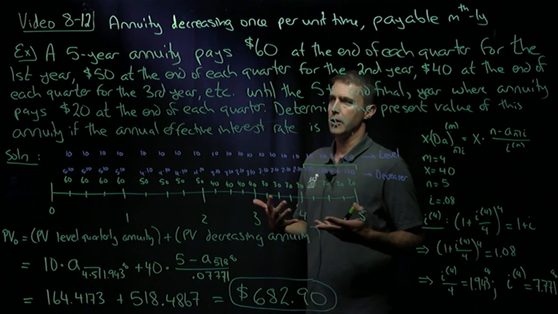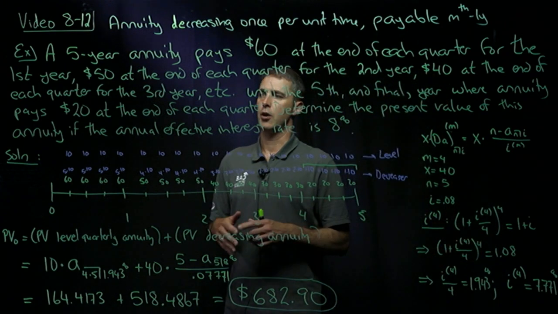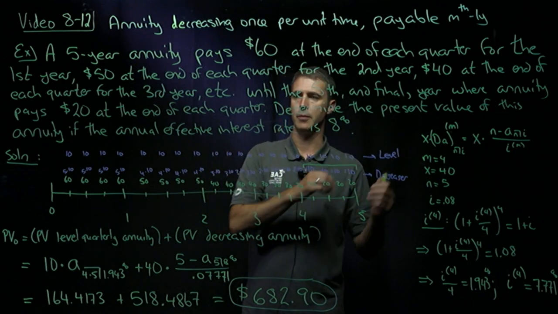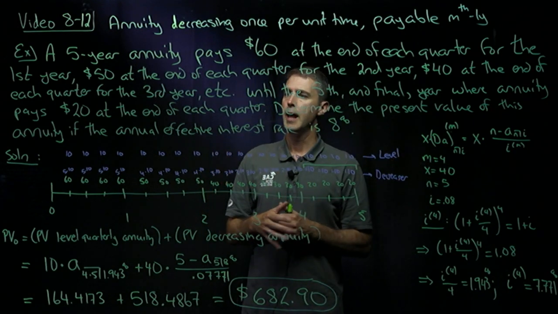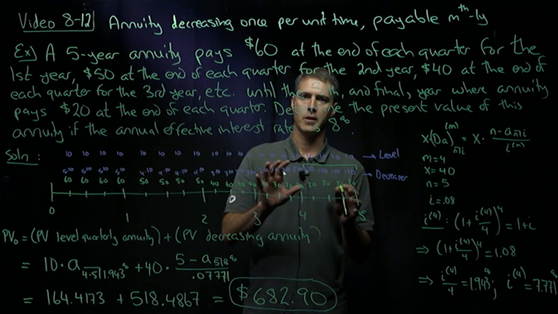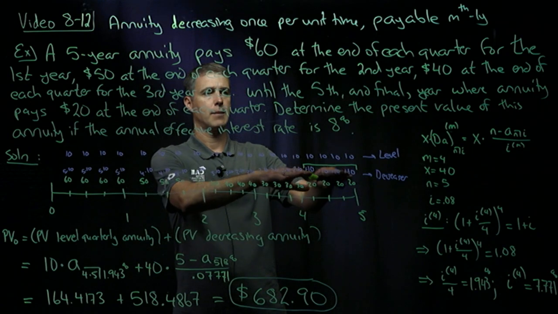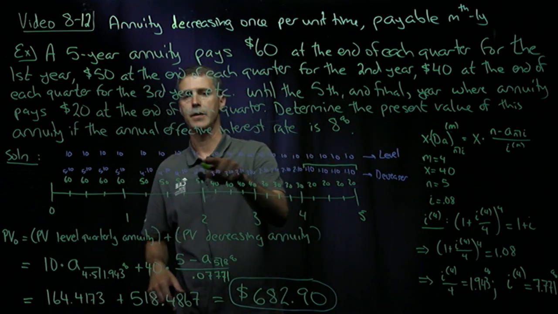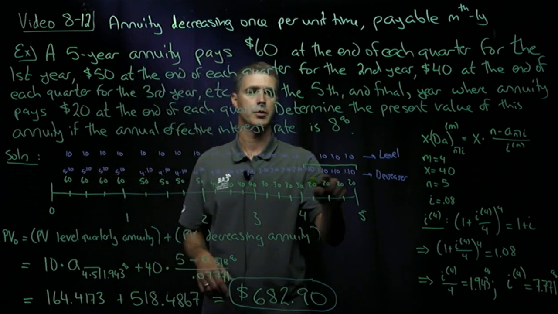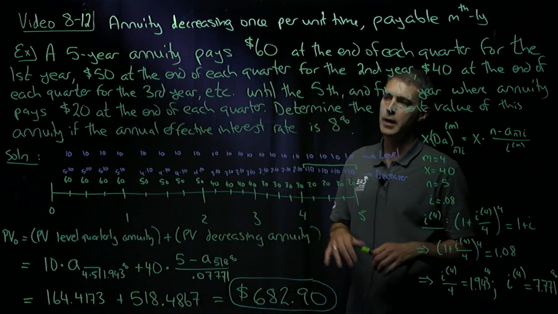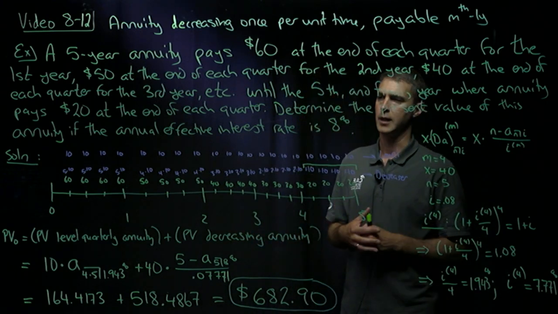But what we're seeing here is 2 videos ago we had an increasing one where it increases once per time unit but payable m times per unit. And there the numbers matched up perfectly with the formula. Here, the numbers don't match up perfectly. We had to separate out a leveler in order to get the decreasing annuity numbers to line up with the formula as it was presented in the previous video. So these can be rather tricky.